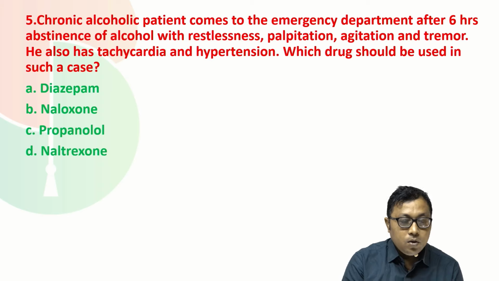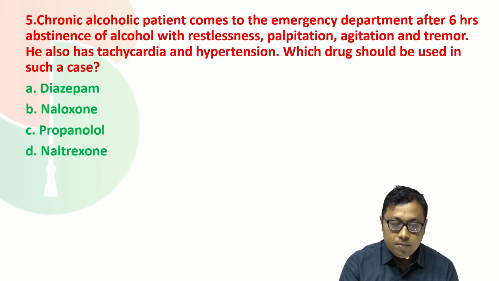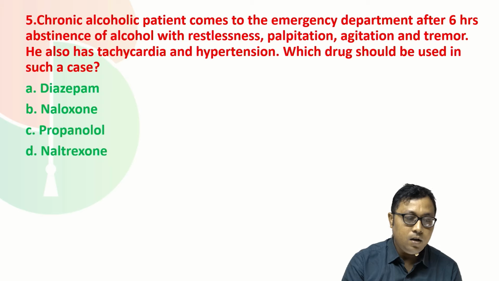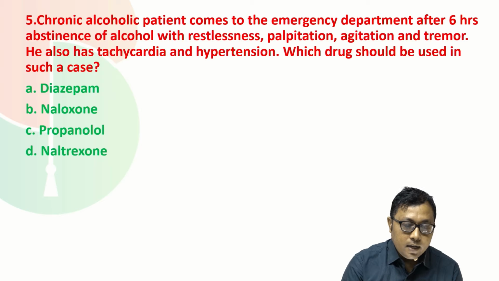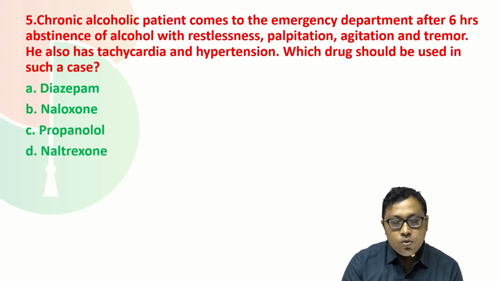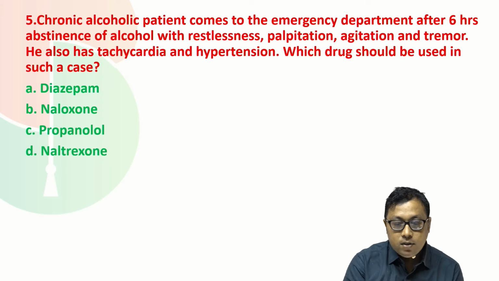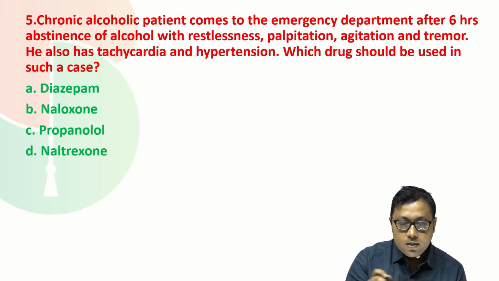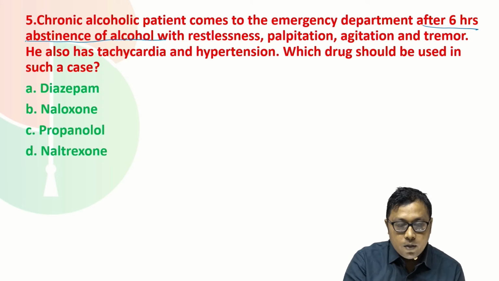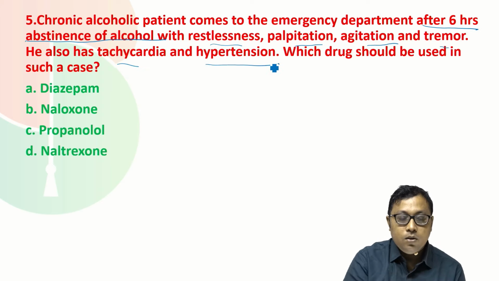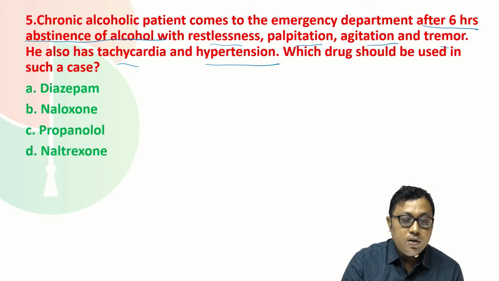And the question is, chronic alcoholic patient comes to the emergency department after 6 hours of abstinence of alcohol with restlessness, palpitation, agitation, and tremor. He also has tachycardia and hypertension. Which drug be used in such a case? Diazepam, naloxone, propranolol, naltrexone. So this is a characteristic feature of alcohol withdrawal syndrome. We can see there is 6 hours of abstinence of alcohol. Patient is not taking alcohol. So there is restlessness, palpitation, agitation, tremor, tachycardia, and hypertension.